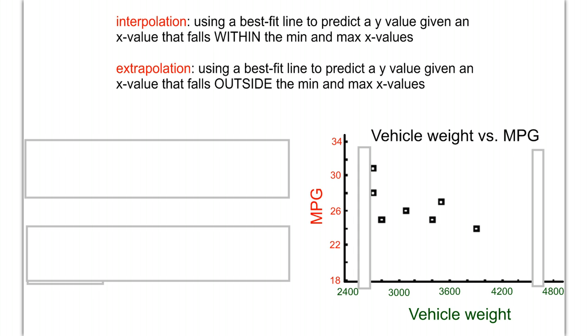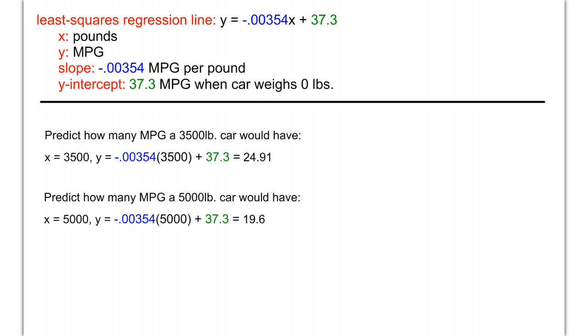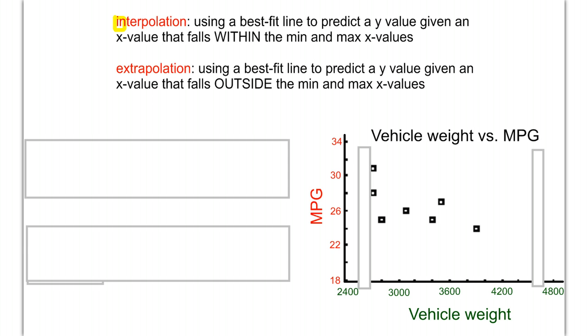Now we're going to define two terms that explain what we just did. First one is interpolation. The key part of this word is the "in." Interpolation is using a best fit line, which is what we just used, to predict a y value given the x value. So going back here real quick, we predicted y, we predicted MPG given x, given the number of pounds. So we were given one thing and we needed to predict the other.